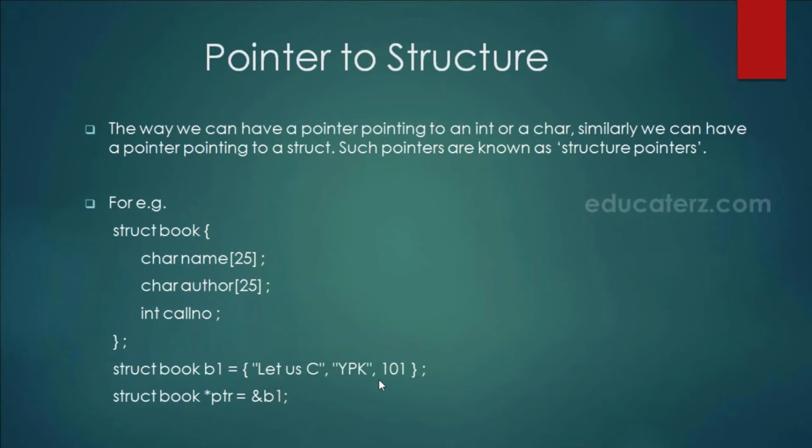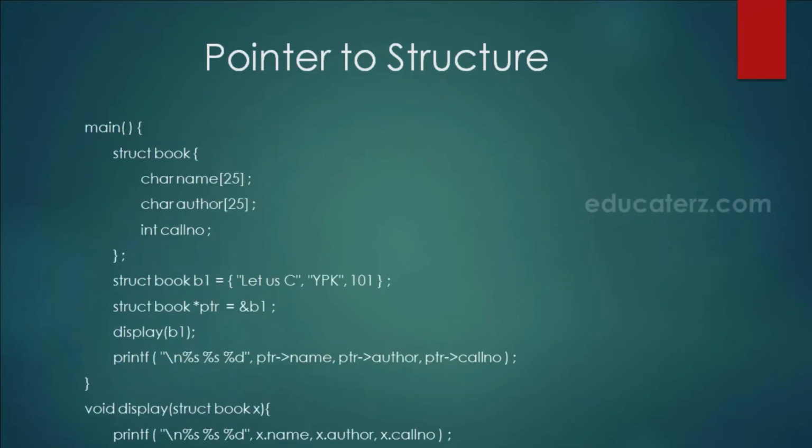Then here we are initializing this structure. Then this is how we can declare a pointer to the structure, just like our integer or float pointer. But when we have an integer or float pointer, the data type is integer. Here the data type is struct book. So we are creating star ptr as a pointer which can hold the address of any variable of type struct book. In this case we are holding the address of b1 by using ampersand b1. Now whenever we use a pointer to access the members, we have to use the arrow operator.